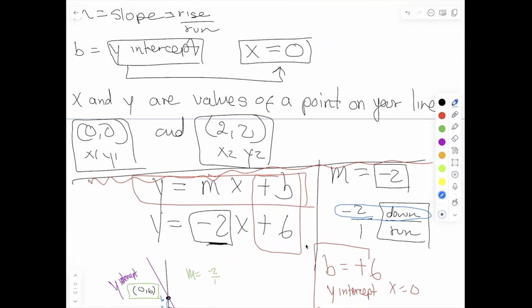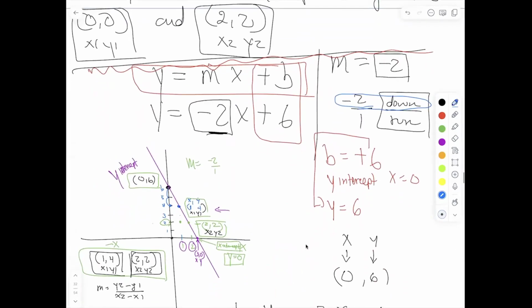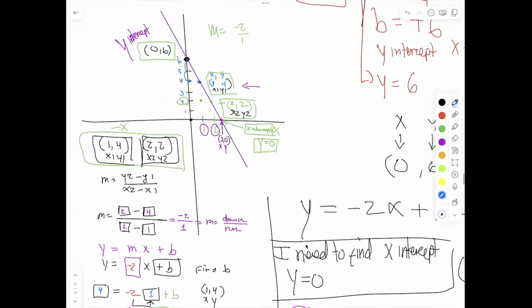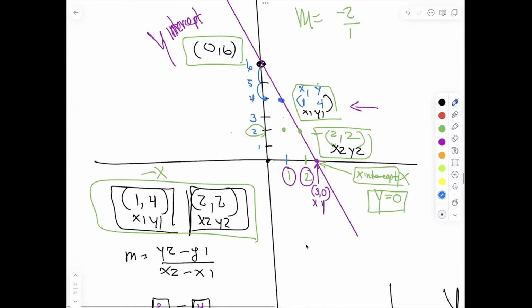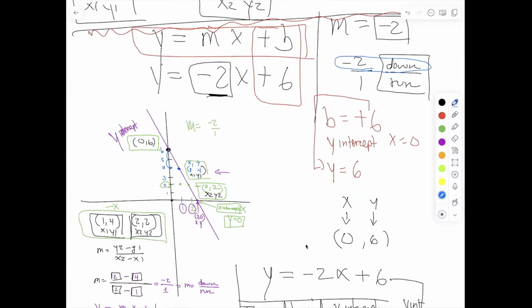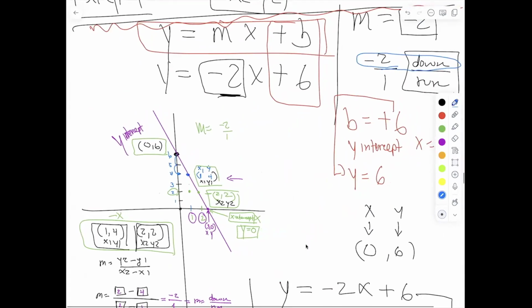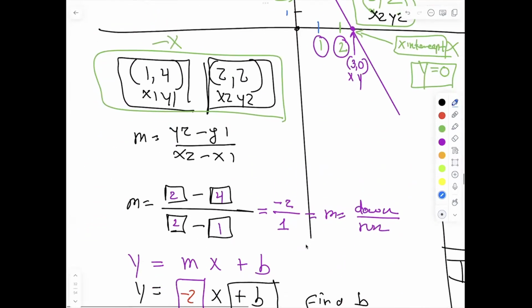All right. And in this example here, we have the two points. What were the 2 points? Right here. It was 1 comma 4 and 2 comma 2, and we needed to find the slope.